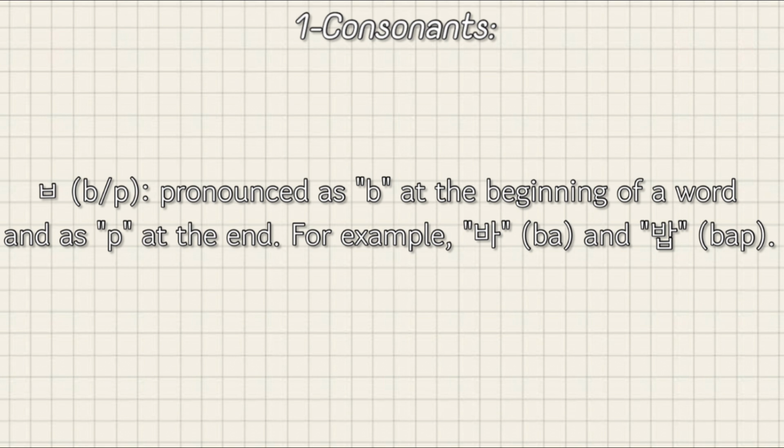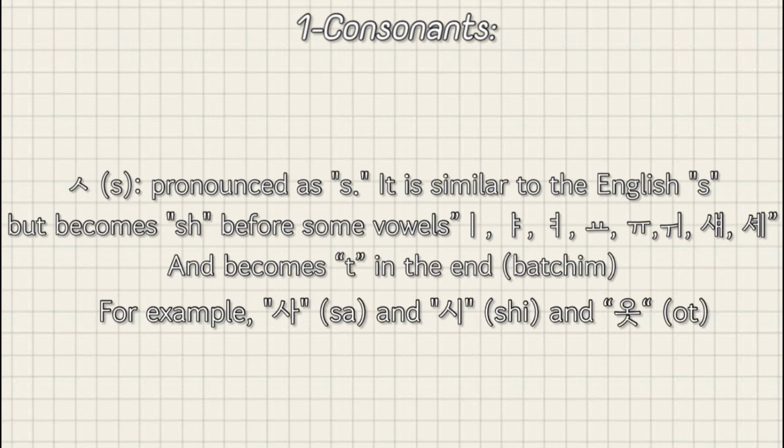Siot, pronounced as s, it is similar to the English s but becomes sh before some vowels, which are i, ya, yo, yu, wi, ye, and yae, and becomes t in the end, when it's bachim. For example, sa, shi, and ut.